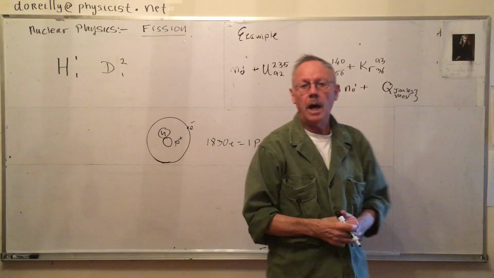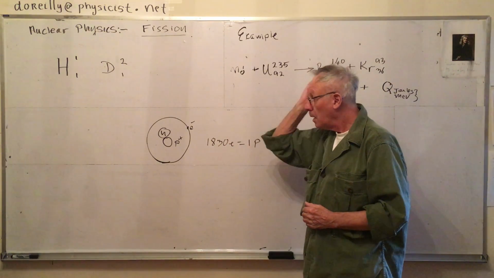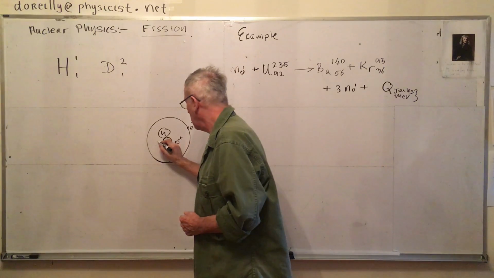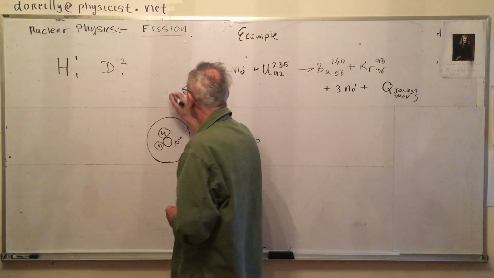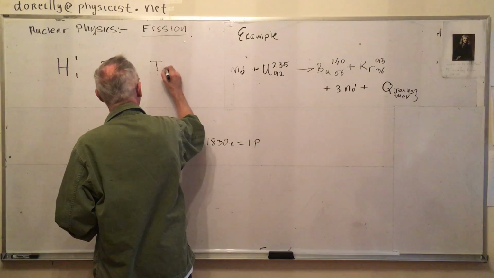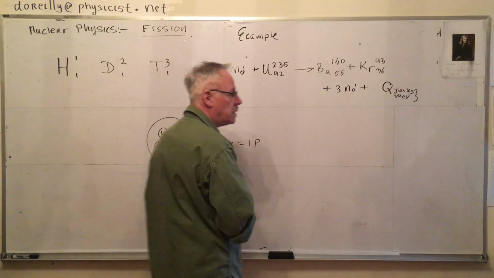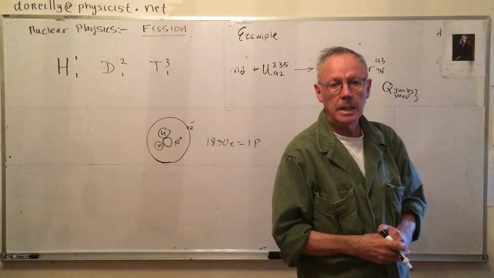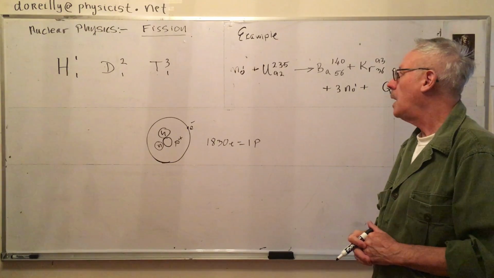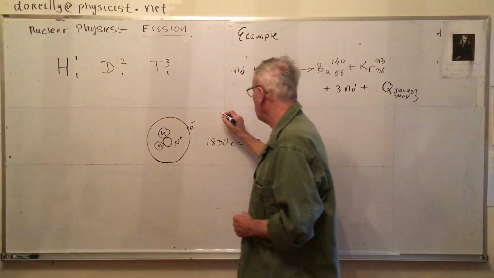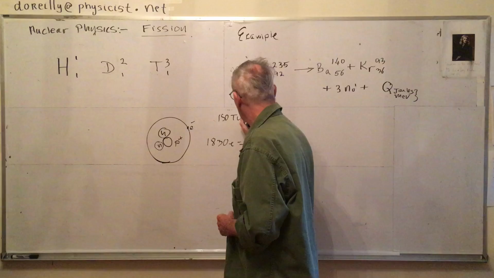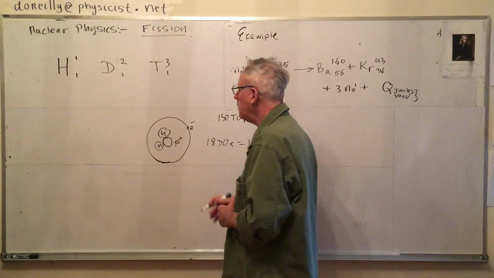And it's a rare isotope of hydrogen. Sometimes you can have two neutrons. And this guy is called tritium. Now that's as far as it goes in terms of isotopes of hydrogen. Helium.